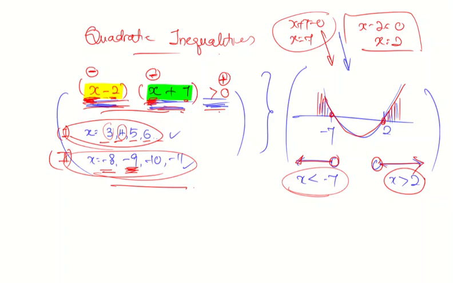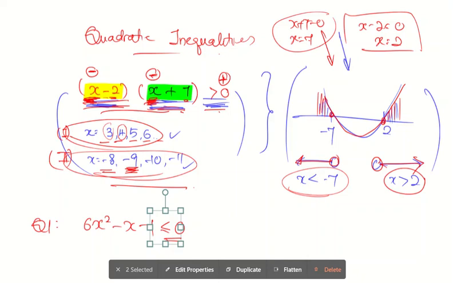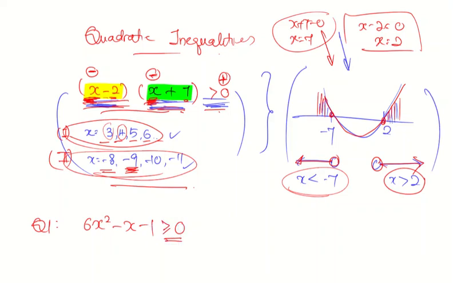Let's try one question. Okay, I want 6x squared minus x minus 1 less than 0. Can you find the inequalities, the range of x, where both also more or equals to 0? Do the same thing. Okay, let me show you.